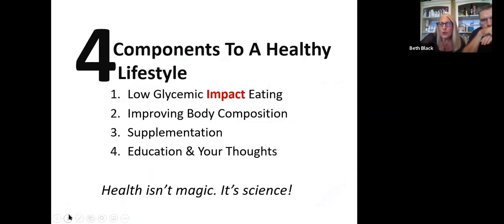So there are 4 components to a healthy lifestyle. And I kind of just went over them, but I want to just hit this. It's low glycemic impact eating. It's not just eating low GI. We see things with foods that say low glycemic, low GI, but you're not always going to eat low glycemic. I mean, we've seen water bottles that say low glycemic. And gluten-free. I mean, it's crazy. They'll market whatever they need to.